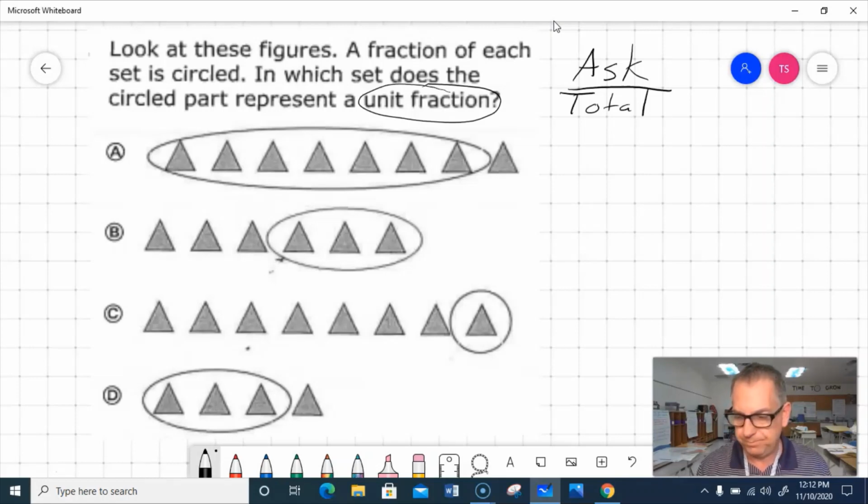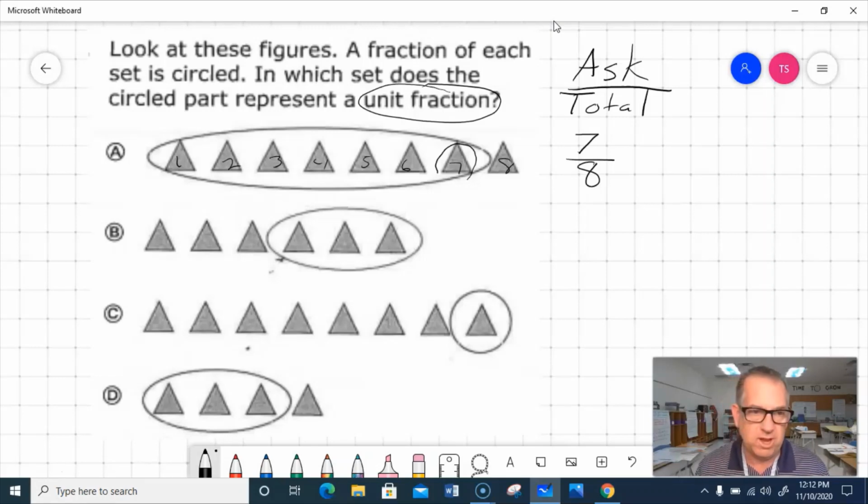Okay, we'll check that and see. The total amount of pieces there, I see 1, 2, 3, 4, 5, 6, 7, 8 total pieces. So that means my denominator, the number on the bottom, is going to be 8. Out of the ones that are circled, seven of them are circled. So that set of triangles represents 7/8. Okay, answer choice B. What fraction does that set of triangles represent?